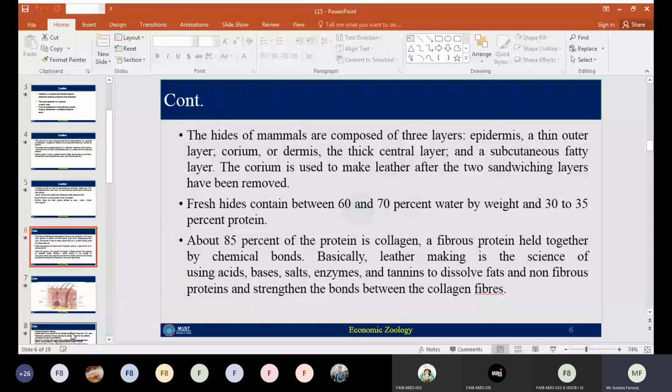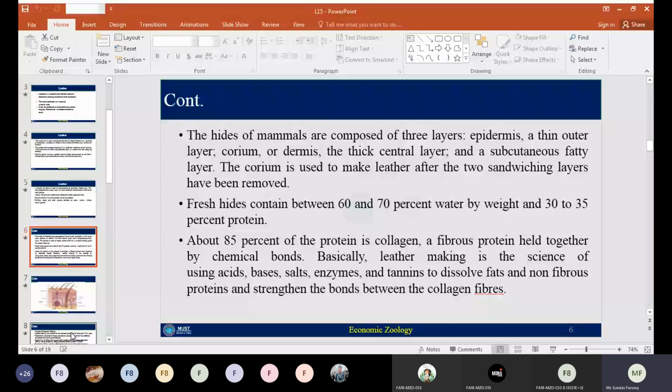The corium is used to make leather after the two sandwiching layers have been removed. It means the main layer of concern, the dermis, is utilized for the production of leather. Fresh hides contain almost 60 to 70% water by weight and 30 to 35% protein.